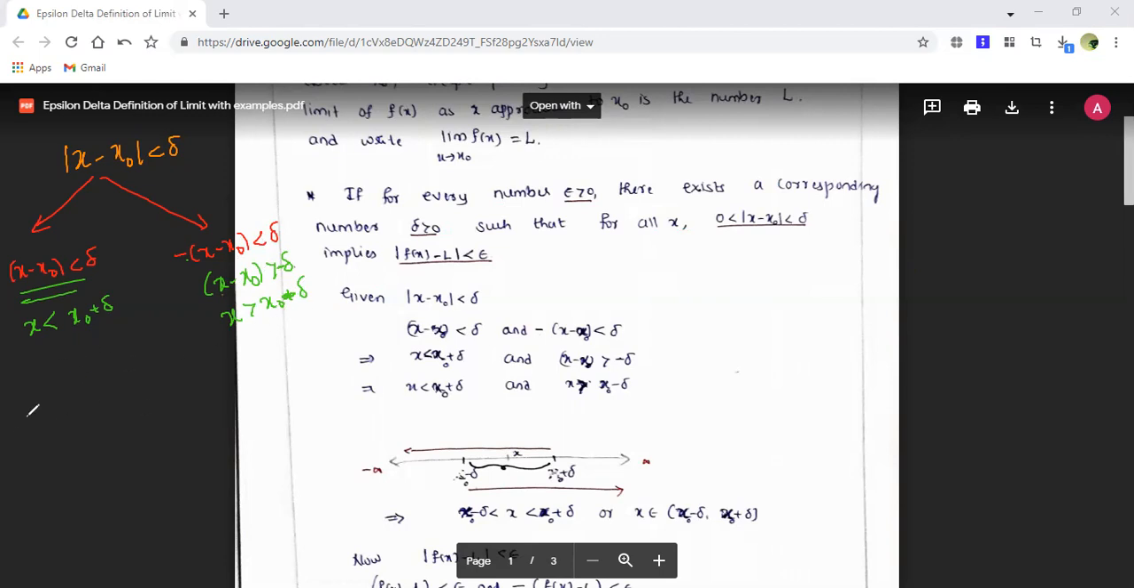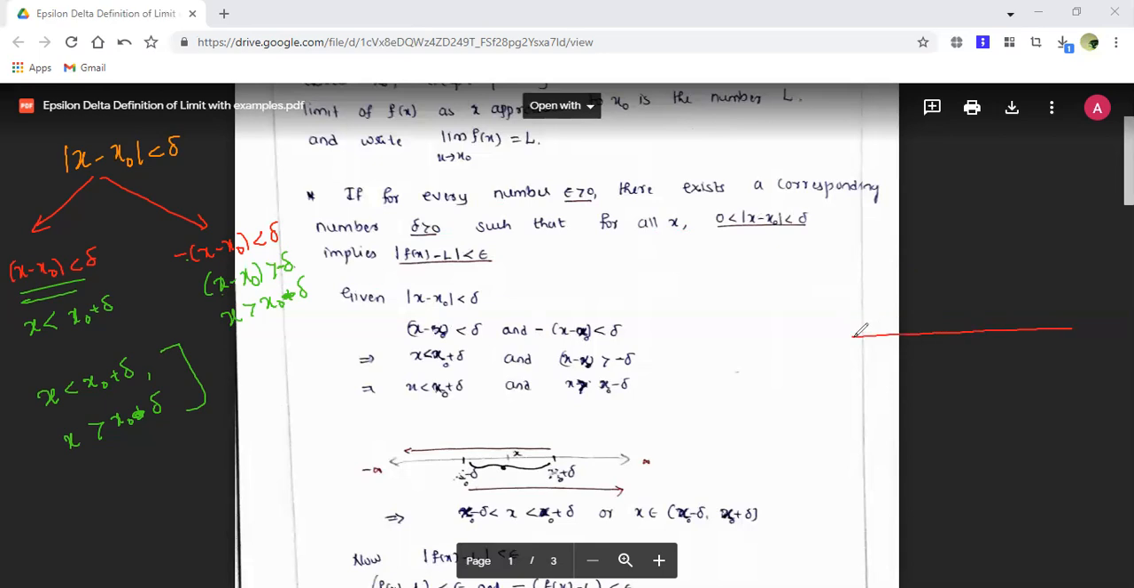Clearly, what we have got now is x less than x naught plus delta, and x greater than x naught minus delta. These are the two important inequalities we have got. Let's draw it and see how exactly it looks.